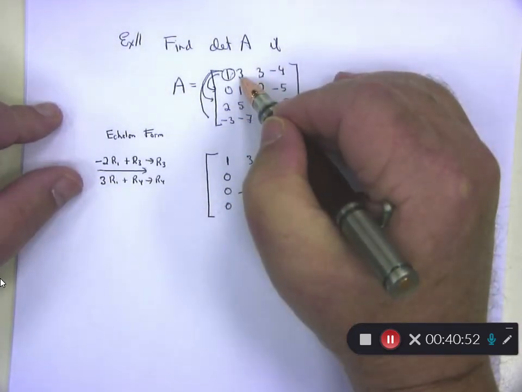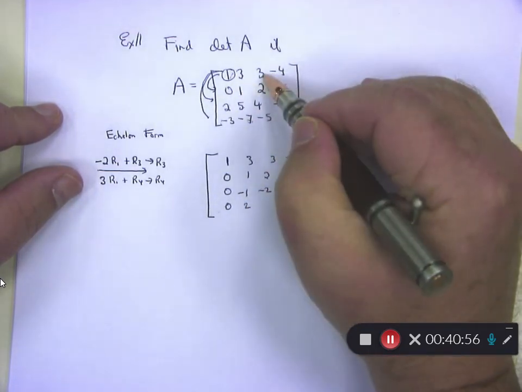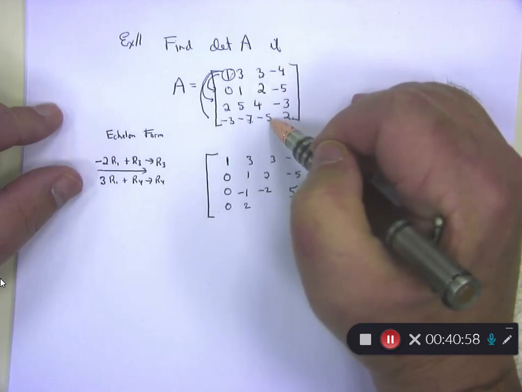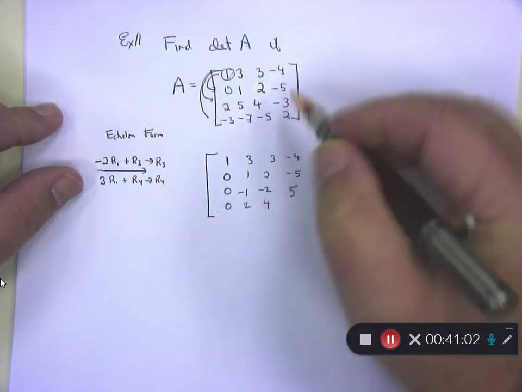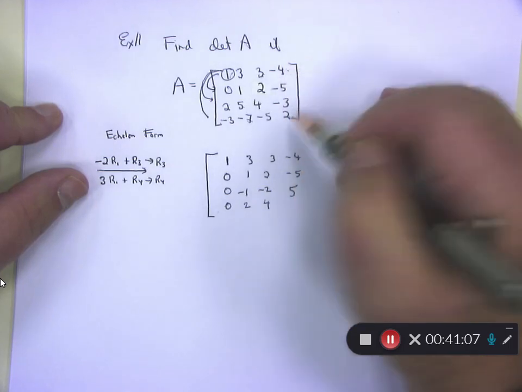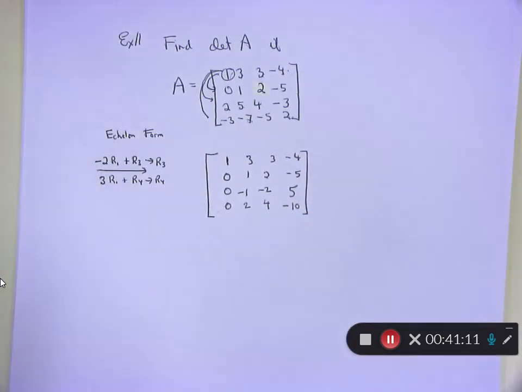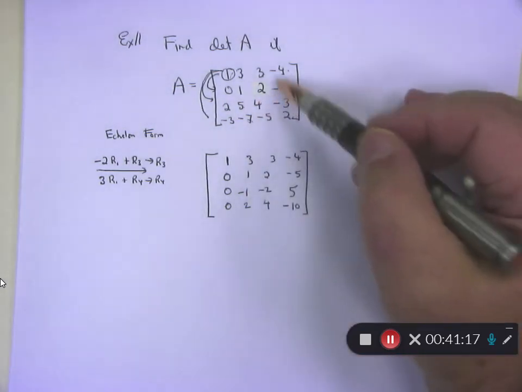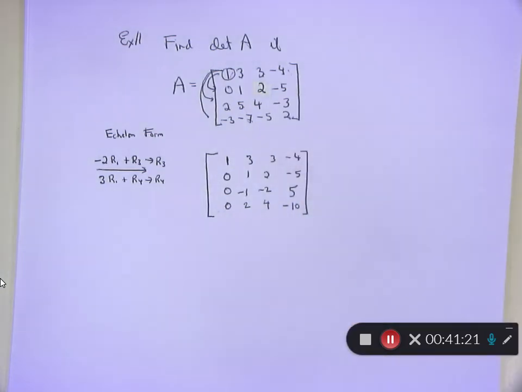3 times 3 is 9 plus negative 7 is 2. 3 times 3 is 9 minus 5 plus negative 5 is 4. And 3 times negative 4 is negative 12 plus 2 is negative 10. Agreed. Question for you. What is the difference between the determinant of A and the determinant of this new matrix right here?